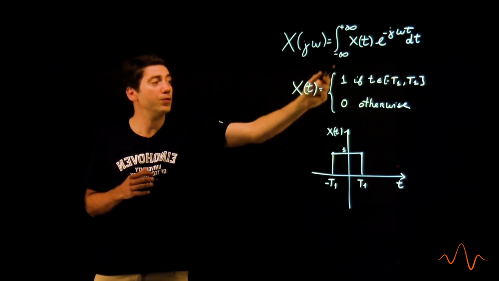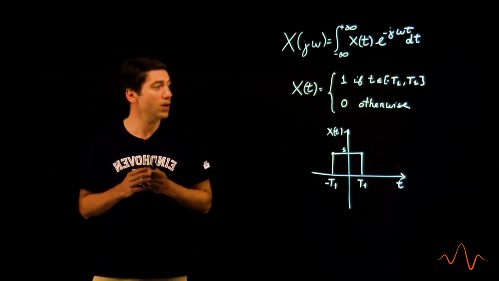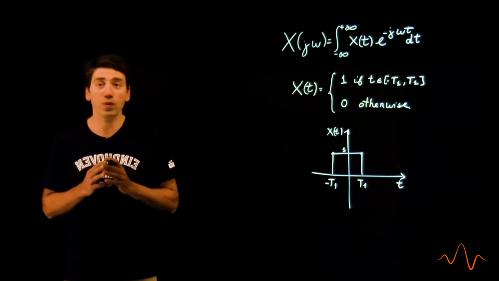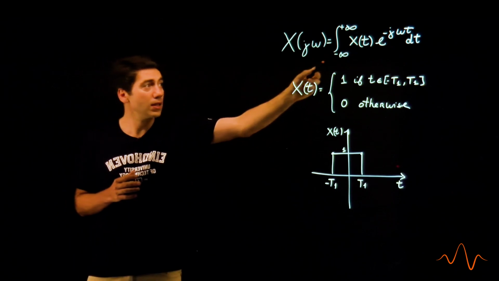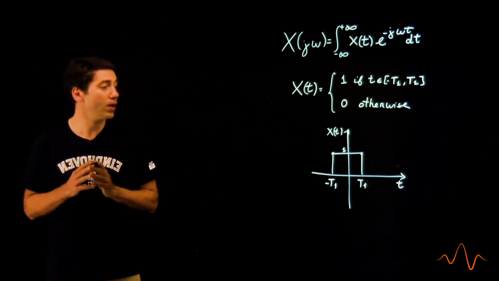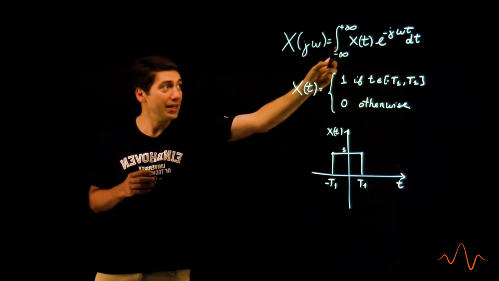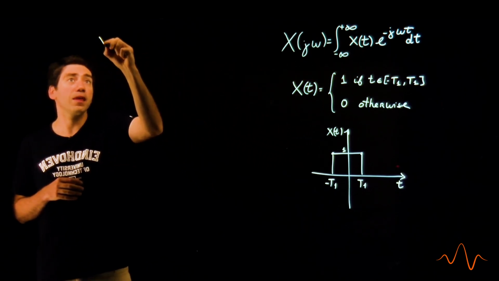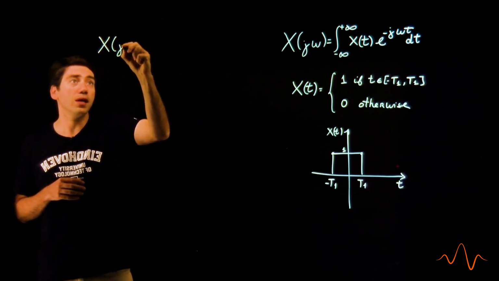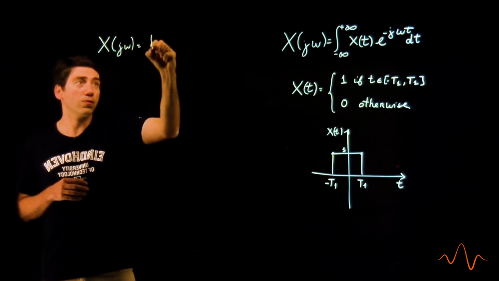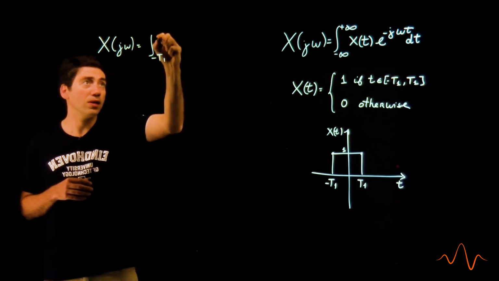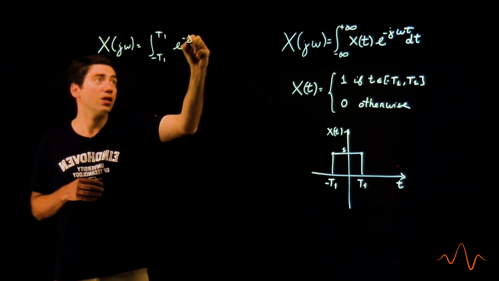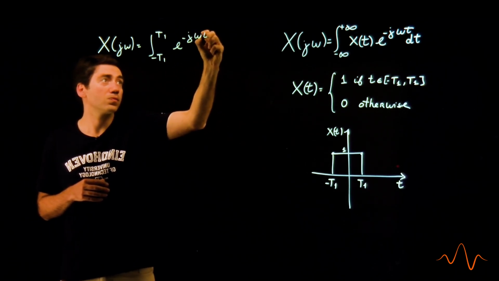If we do that, we notice that the signal is 0 outside of this interval from minus capital T1 until capital T1, so we can just replace the limits of integration by minus capital T1 till capital T1, and in that interval x of t is 1. So we can just say that the Fourier transform is the integral from minus capital T1 to capital T1 of 1 times e to the power of minus j omega t.